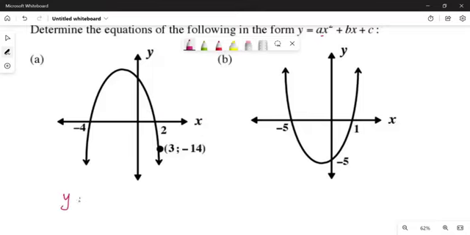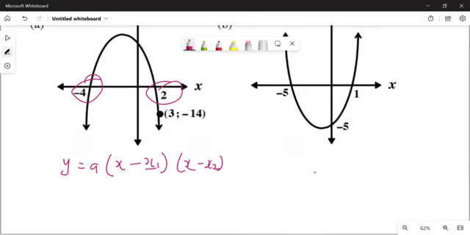In number 1, we're going to have y equals a, open bracket, x minus x1, and then x minus x2. Now, what are x1 and x2? I'm telling you now, x1 and x2 are going to be represented by the x-intercepts. So you come and check which ones are the x-intercepts. Here, you have -4 and 2.